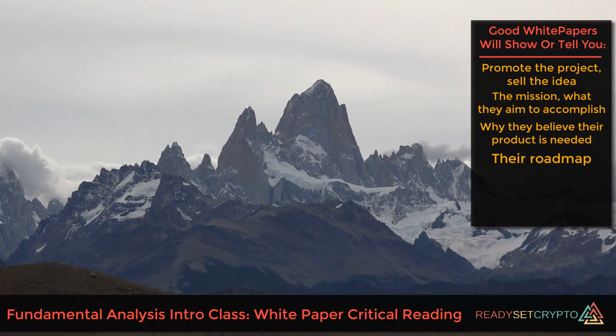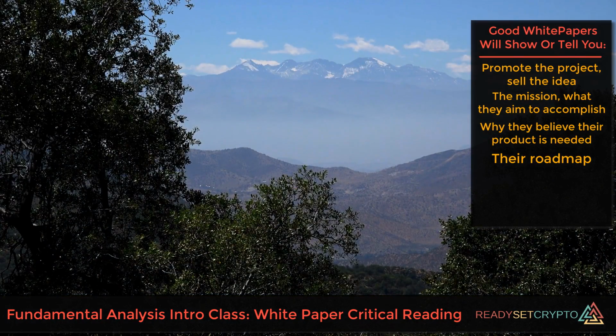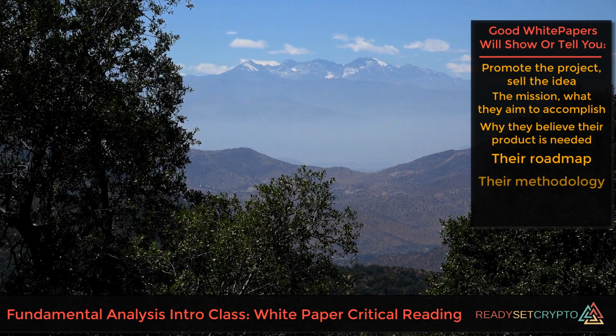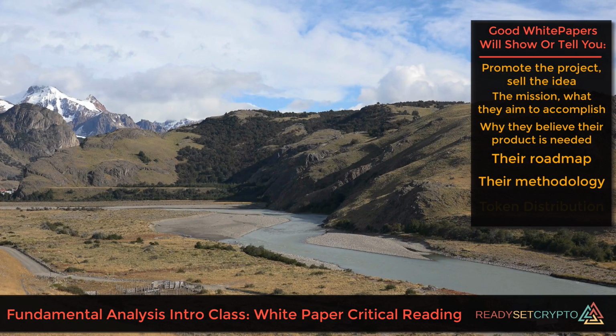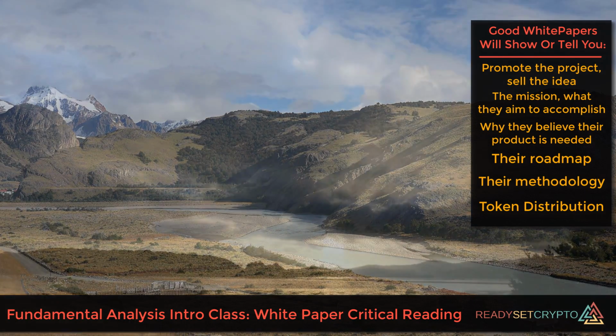Not all projects will include this in the white paper, and those that do are sometimes scant of details, but a good roadmap should tell you where they've been and where they want to go. Fifth, they give you their methodology, what methods for meeting their goals they aim to use. And finally, they should also tell you how they'll distribute the tokens that are created. Learning about these aspects of a crypto project will help you better understand all that goes into creating new cryptocurrencies.